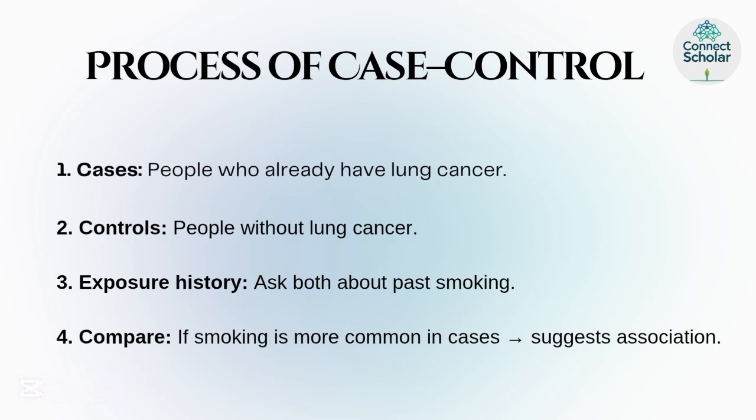Process of case control study. First, you have to find the cases, which means the people who already have lung cancer. Second, you have to find your controls, which means the people without lung cancer. Third, you have to check the exposure history, asking both groups about their past smoking history. And number 4, compare both groups. If smoking was more common in the group with lung cancer, which means in the cases, this observation suggests that there is an association between smoking and lung cancer.